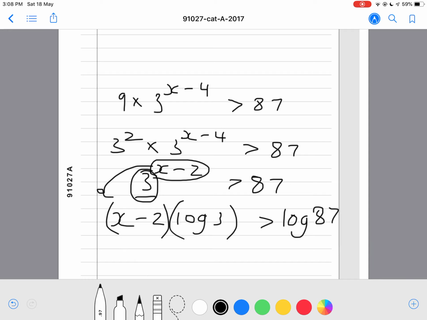So this is what you get. You should see on your calculator that there's a log option. Right now, if you were doing normal algebra, you would say x minus 2 equals log 87 divided by log 3. That's normal algebra. So then you can just go into your calculator.